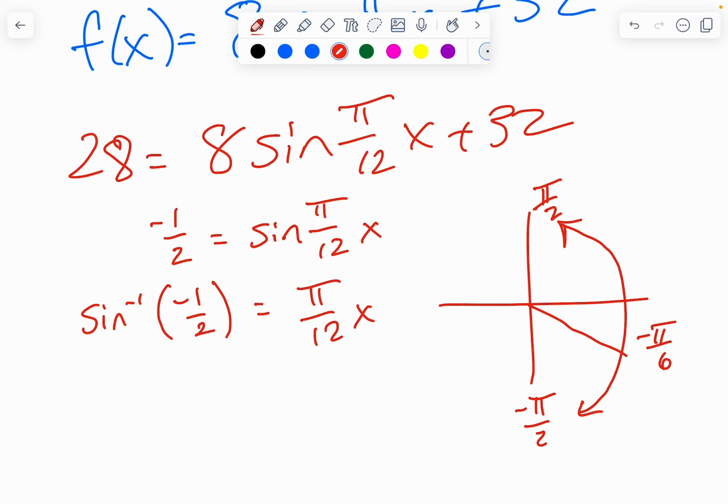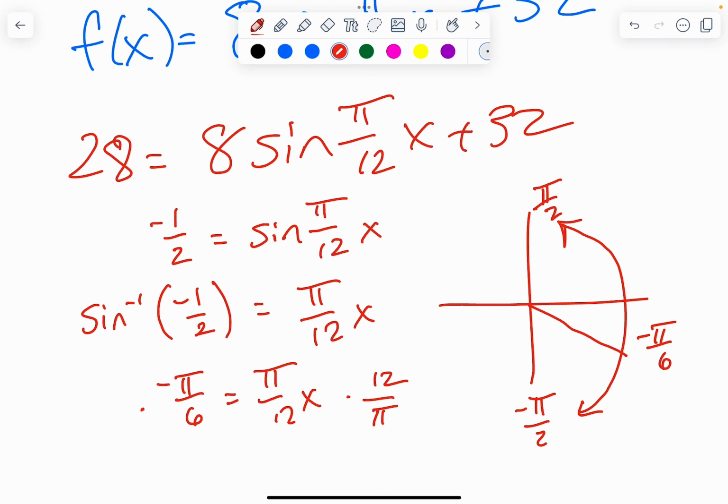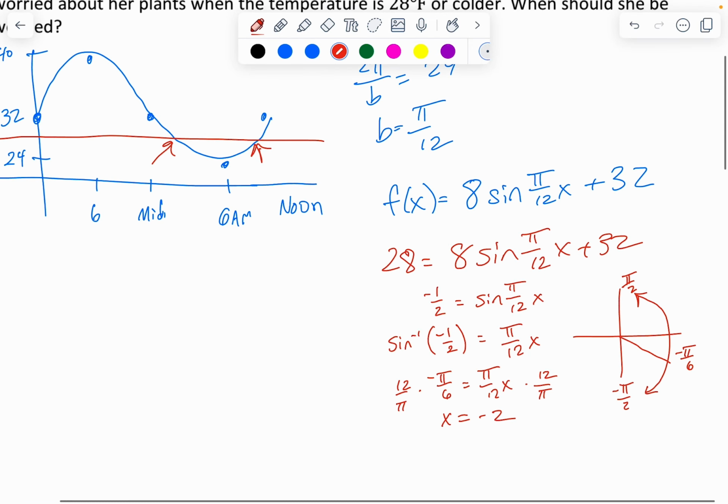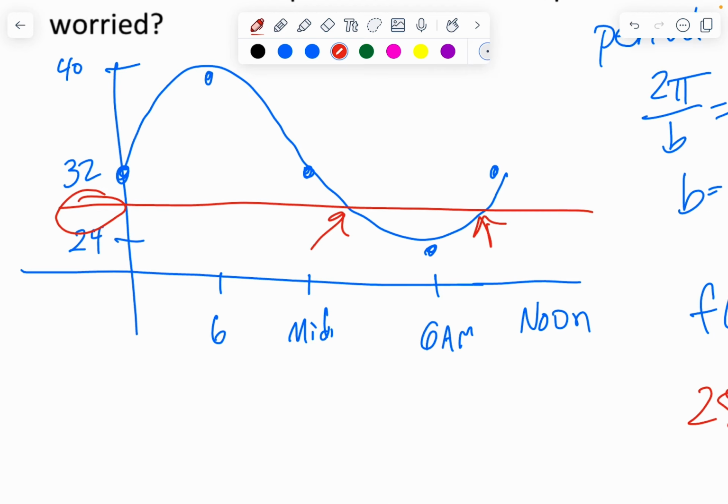And they're like, well, Ms. Kosh, so then they said, oh, well, the only correct answer would be negative pi over 6 is equal to pi over 12x. Then I would multiply both sides by 12 over pi. Things cancel, and I'm left with, at time, -2. So -2, what does that even mean in the context of my problem? Well, not a whole lot. It means that I found the answer over here on my graph. But I want to know during the day, where is it, and all that kind of stuff.